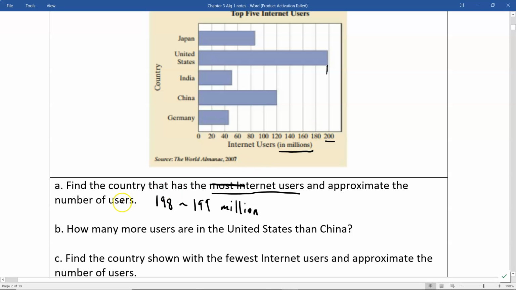So the second part of this question asks how many more users are in the United States than China. So this is kind of a two-part estimate. First you want to find out how many users are in China. And this estimate's pretty easy. It looks like the bar for China right here is straight on this line. So I'd say that estimate is right around 120 million. So China has roughly 120 million users.